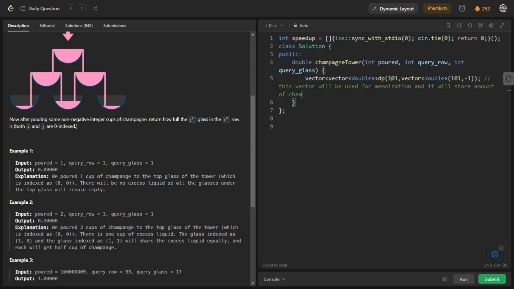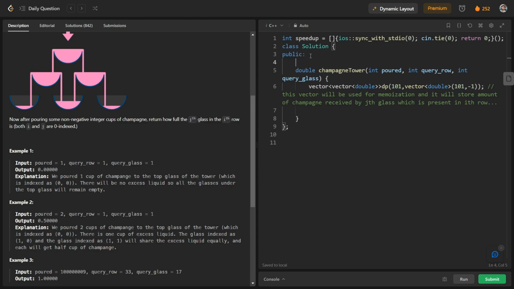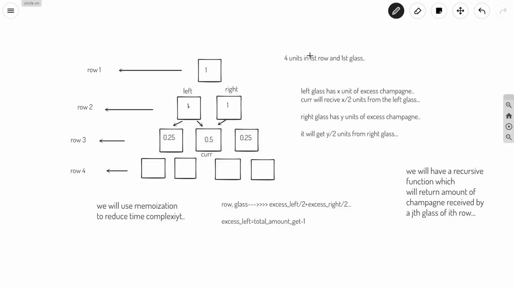So this vector will be used for memoization, and it will store the amount of champagne received by the jth glass which is present in the ith row. That's what we will do, and for this we will have a recursive function here. It will be of type double, and we can take the function name as total amount get.